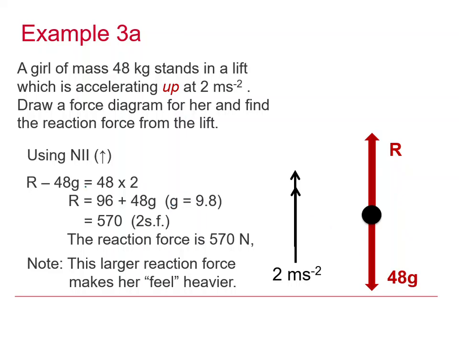So if we do the analysis, F equals ma from Newton's second law, resolving vertically, taking upwards as positive, we've got two forces, R and minus 48g, and that has to be the mass times the acceleration, 48 times 2, the acceleration also being upwards. So if we solve that using the usual value 9.8 for g, we'll end up with 570 approximately, so we can say that the reaction force is 570 newtons.